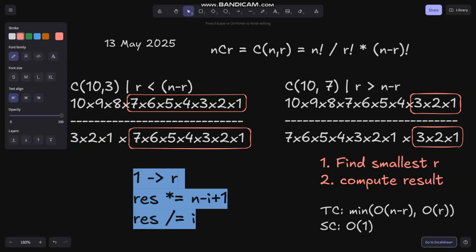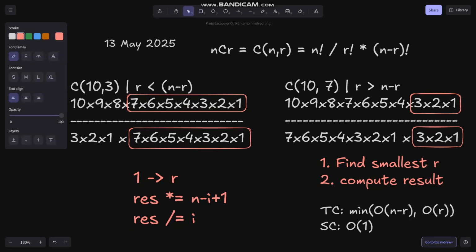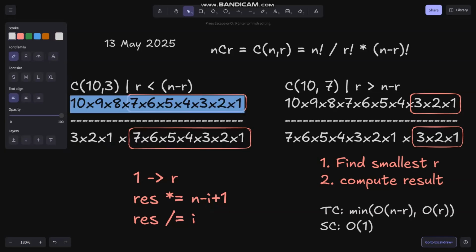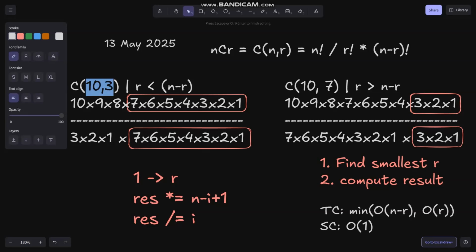We are going to traverse from 1 to r, and suppose result stores our answer, initially it would be 1. We multiply it by n minus i plus 1, where i goes from 1 to r. Suppose the first value of i is 1. The value of n is fixed, it is 10, given in the question. So 10 minus 1 plus 1 is 10.